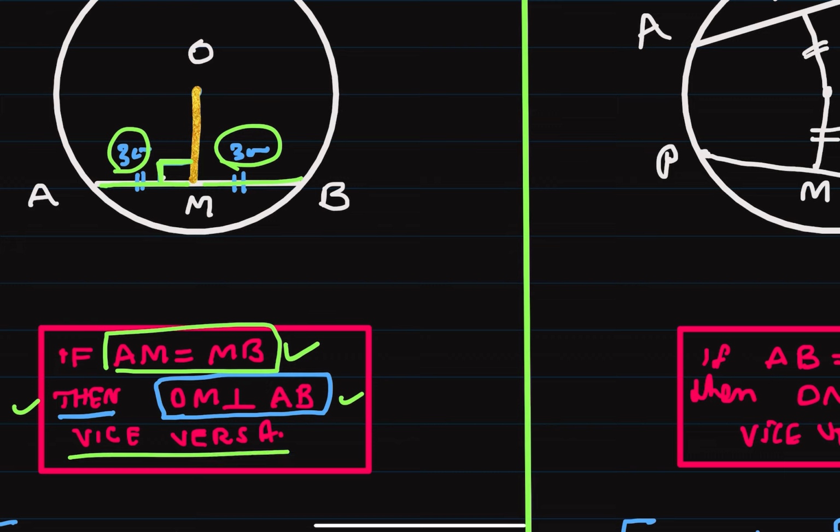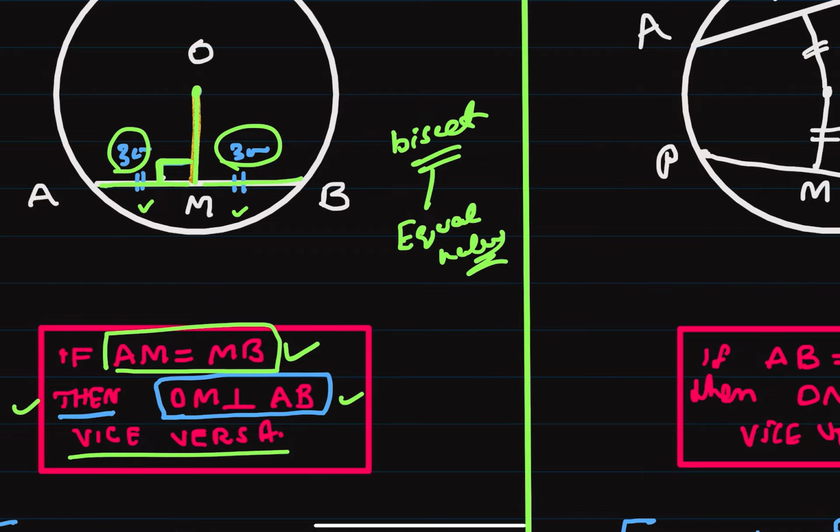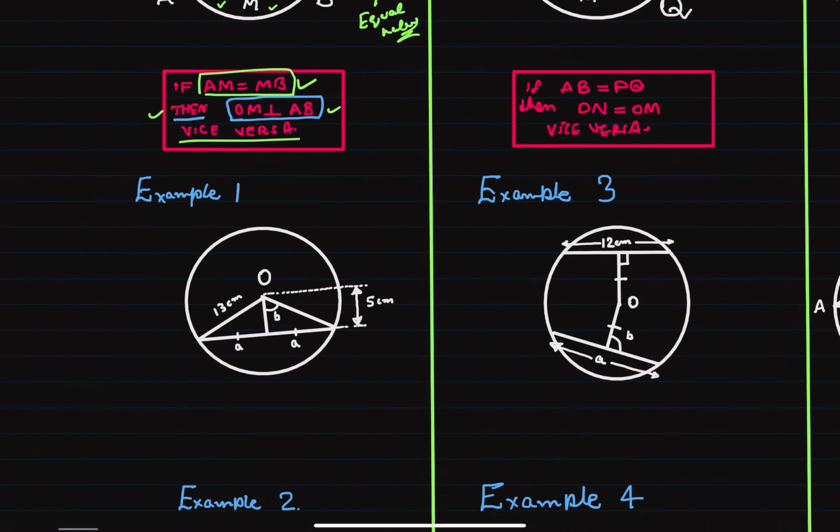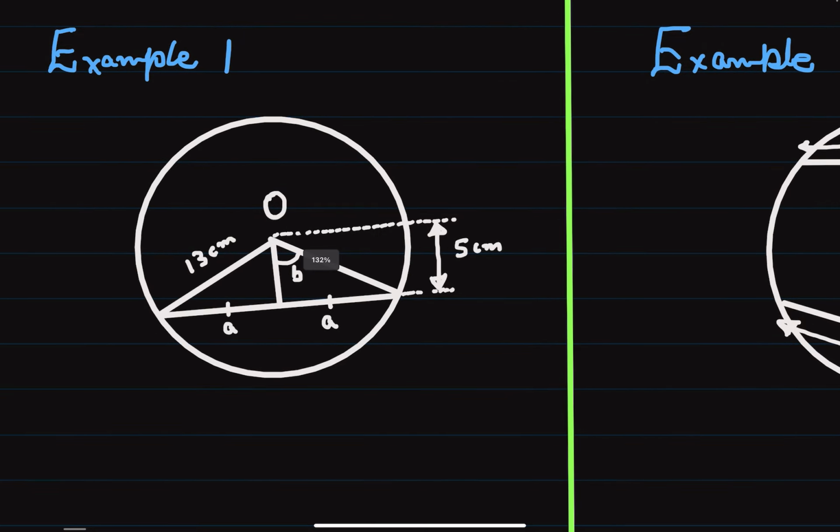If you see a line coming from the center makes 90 degrees with the chord, that means it should bisect the chord. Bisect means it will divide the chord into two equal halves, right? So let's look at the question. See, this is example 1.